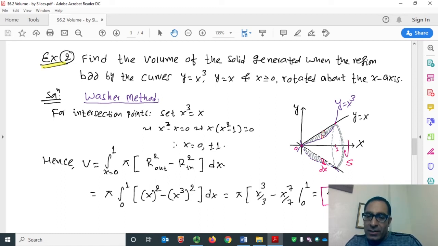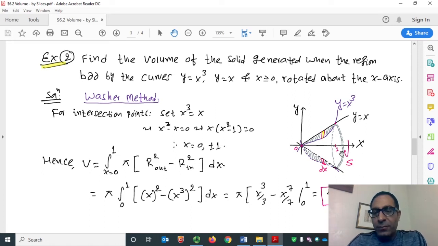So take a stripe here. This stripe's width is dx, so we are integrating with respect to dx. Then when I swing this stripe around the x-axis, this generates this solid. I hope this solid makes sense to you all.